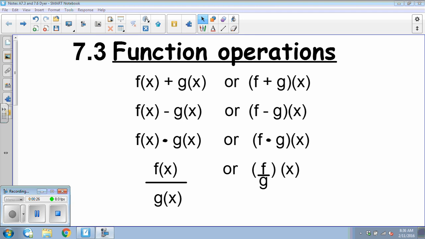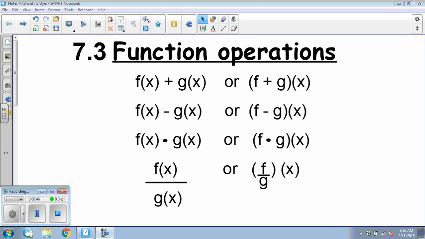They could ask you to add them like this, or they could say f plus g of x. I want you to get used to this notation. Both of those things are asking you to do the same thing. They want you to add whatever the f of x function is to the g of x function. In that case, all you're doing is combining your like terms.